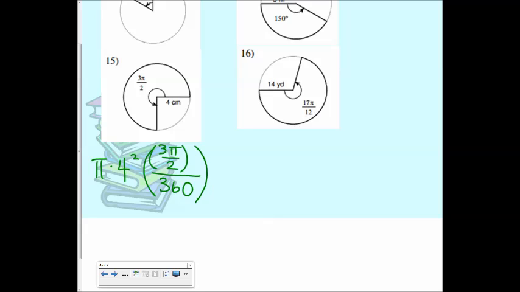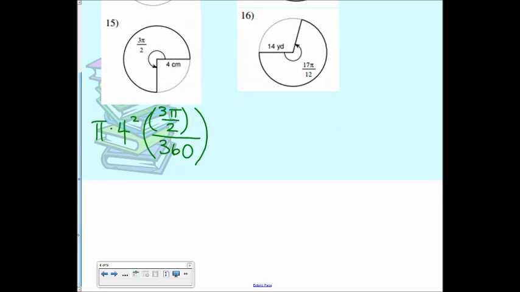But you can also do this without a calculator. So how can we simplify this just algebraically? First of all, let's ignore pi, because we just have to bring it back at the end. What's 4 squared? 16. So I've got 16 times 3 pi over 2 divided by 360. How can I write this in a simpler way? Dividing by 360 is the same as multiplying by the what? Dividing by anything is the same as multiplying by the reciprocal. So what's the reciprocal of 360?